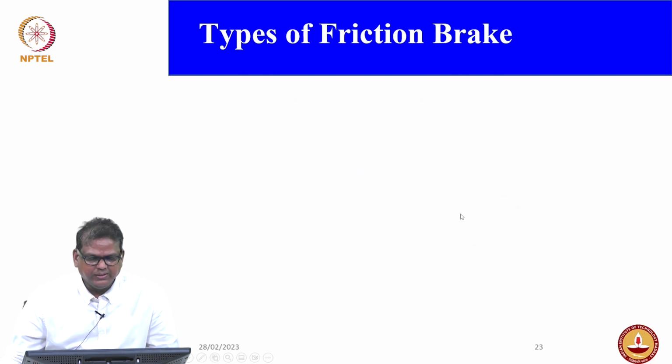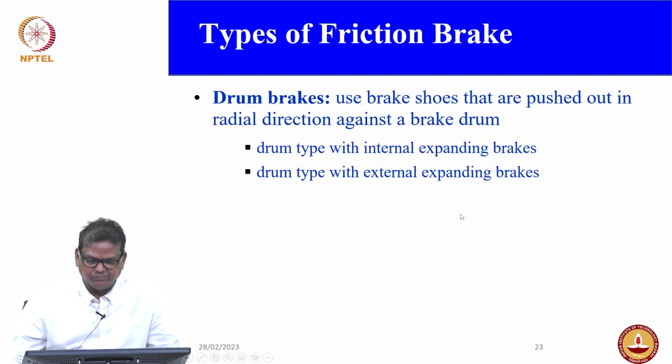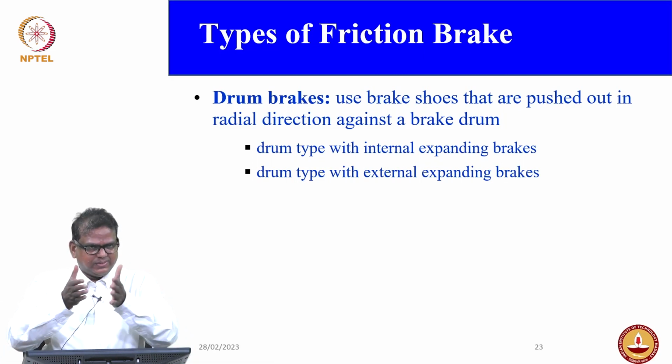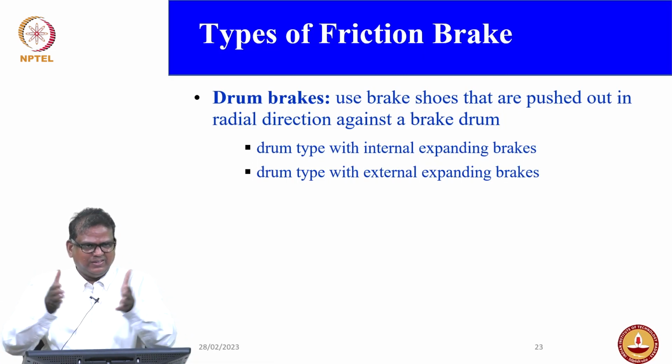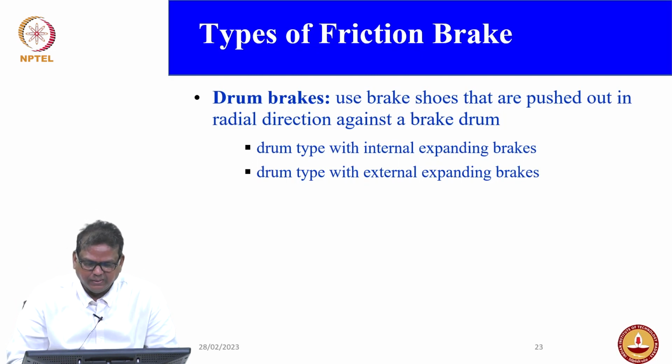And these are the types of friction brake. Drum brakes use brake shoes that are pushed out in the radial direction against the brake drum. Either you can have internally expanding drum brakes, or externally expanding. What we have seen is an externally expanding brake system.